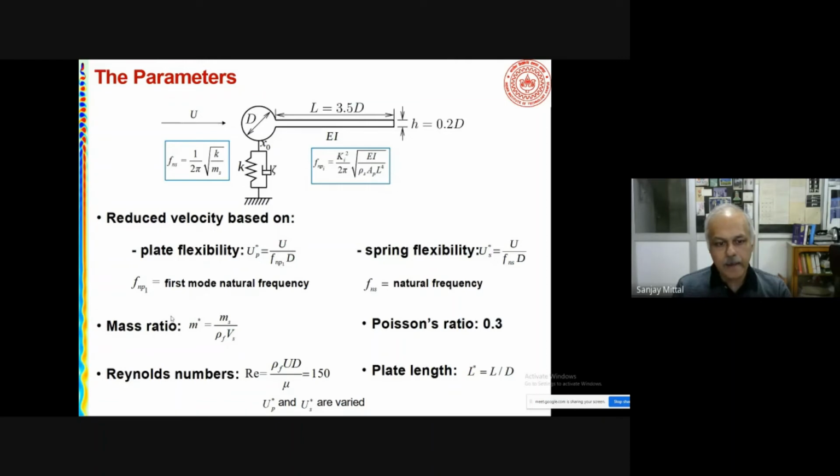Okay. Then mass ratio is same as before. Basically the mass of the system non-dimensionalized with some kind of a fluid that it displaces. The Reynolds number, now we'll have two U stars. So there is one U star or a reduced speed based on the spring, and there's another one based on the flexibility of the plate, and both of these are important. So we have chosen for the plate the first natural frequency, and spring, of course, there's only one spring, so that's easy.